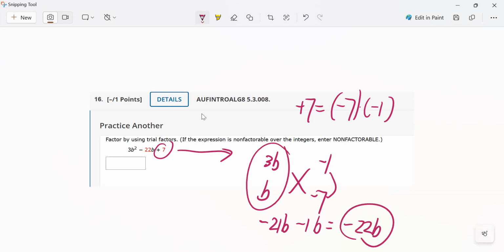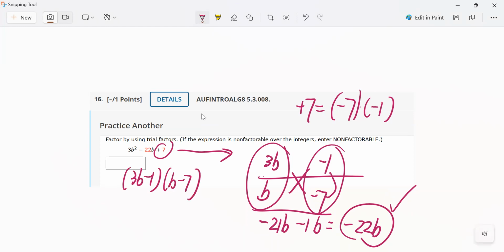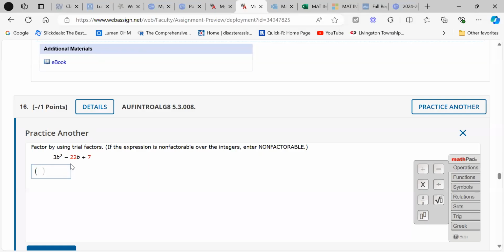So first term, last term, middle term, right? All three terms are confirmed. So we get the right factoring here, 3b minus 1 and b minus 7. Any question about this? Three b minus 1? No, 3b plus 1, right? B minus 7. Yeah, minus 1. Both minus. Minus 1 and b minus 7.